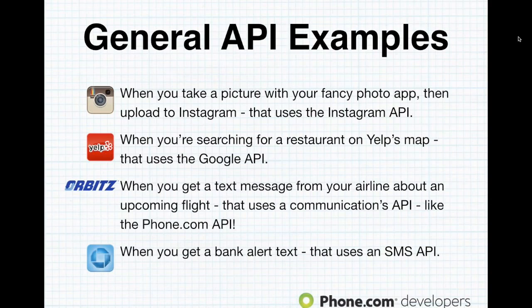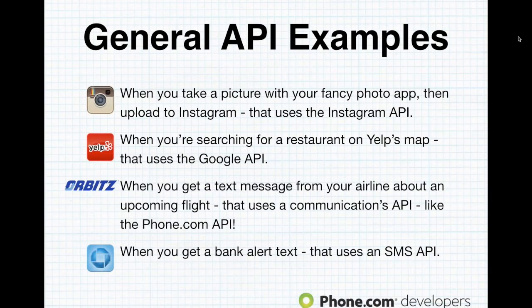In your airline example, an airline wouldn't actually build a full SMS infrastructure from scratch so that they can utilize that type of functionality. That is something you don't need to do anymore. You can just send that SMS via an API through someone else's service, like Phone.com's platform.